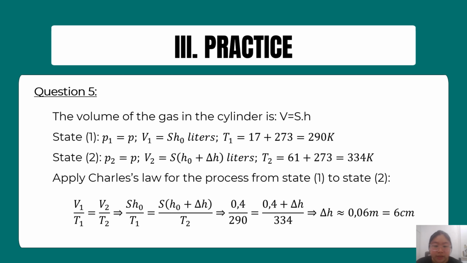Delta H is the distance the piston moves, and T2 is 334 Kelvin. So apply Charles's law for this process, and we can find delta H is approximately 0.06 meters, that is 6 centimeters.